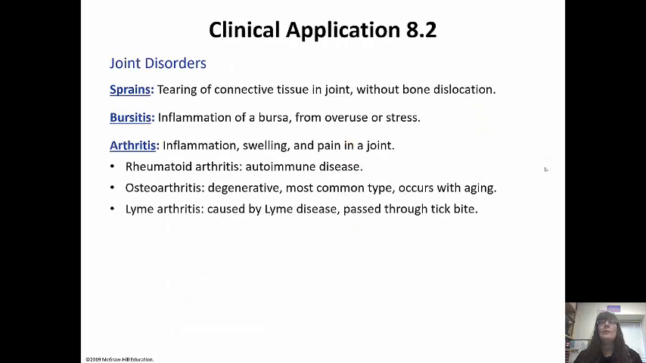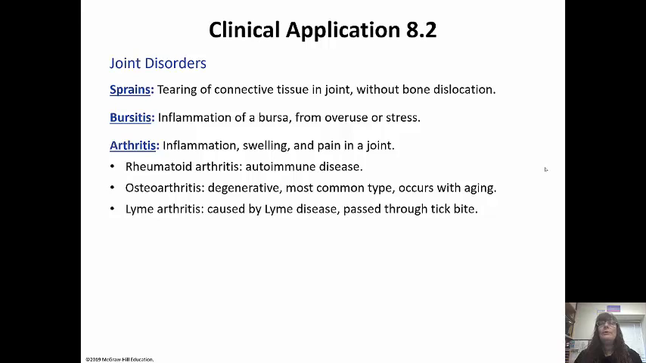Disorders: we have sprains, which is when you tear the connective tissue in the joint without doing anything to the bones. Bursitis: those bursa that help cushion and prevent injury can actually become inflamed from overuse or stress. And of course, arthritis, if you have inflammation, swelling, and pain in the joint.